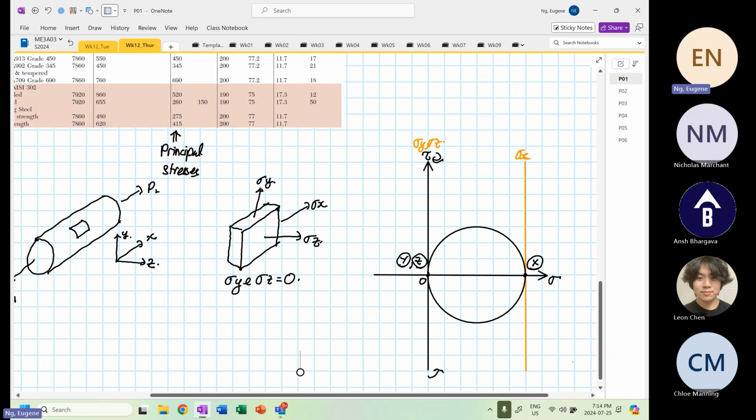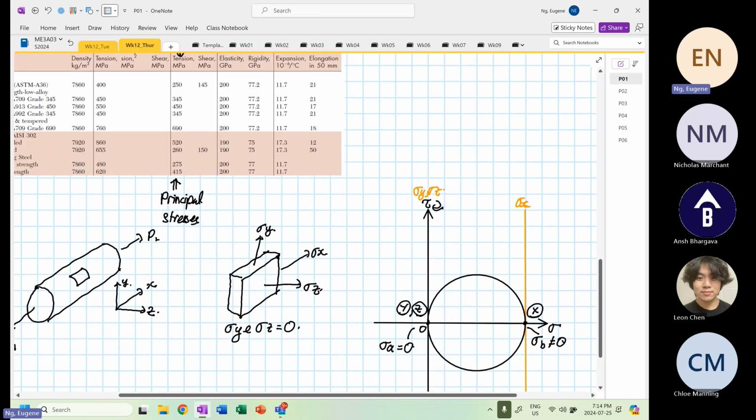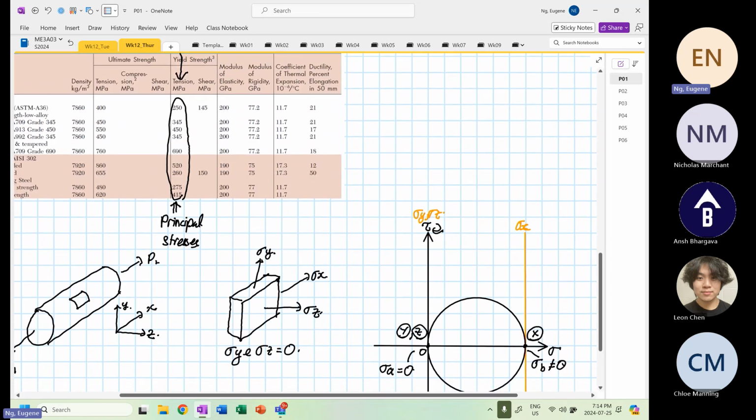So we know that over here, this is our stress A. Our stress A is equal to 0. Over here, this is our stress B. Our stress B is not equal to 0, right? In the uniaxial tensile test, what is quoted is our principal stress, which I will call this value over here relative to our 3D Mohr's circle. This is our stress B value.